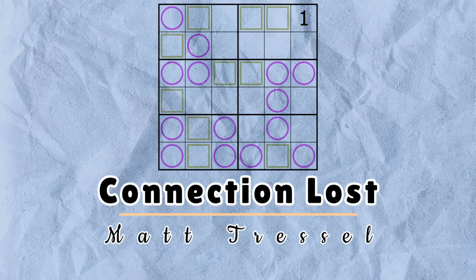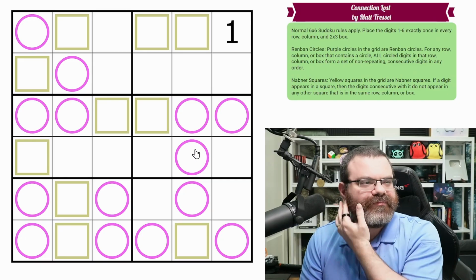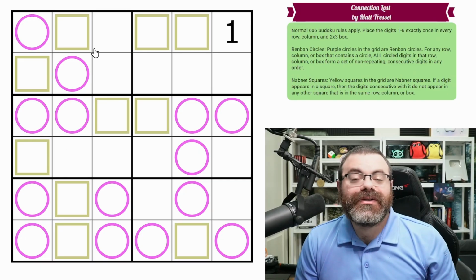Hello, let's continue our Sudoku adventure with Connection Lost by Matt Tressel. This looks like a really interesting constraint. I don't think I've done it before, but it is familiar in some ways. Cool, let's go over the rules.